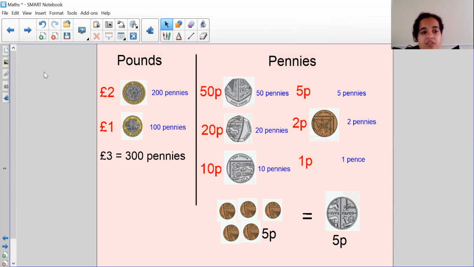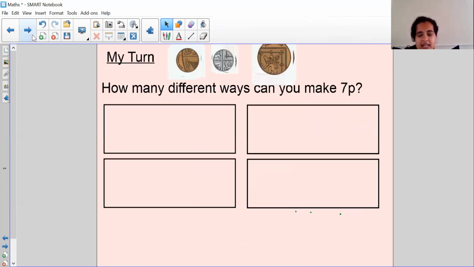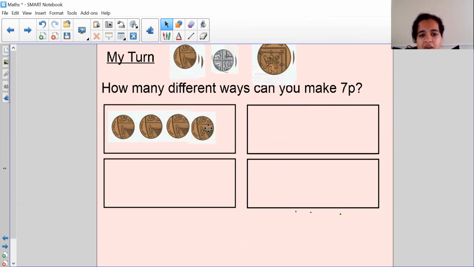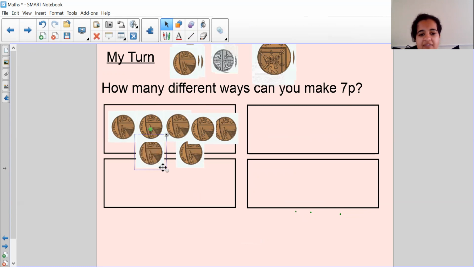All right, so that's our activity for today. How many different ways can we now make that amount? So how many ways can I make 7p? Well, I could get 7 pennies. 1, 2, 3, 4, 5, 6, 7. All right, so that's one of the ways I could do it. I could have 7 pennies.